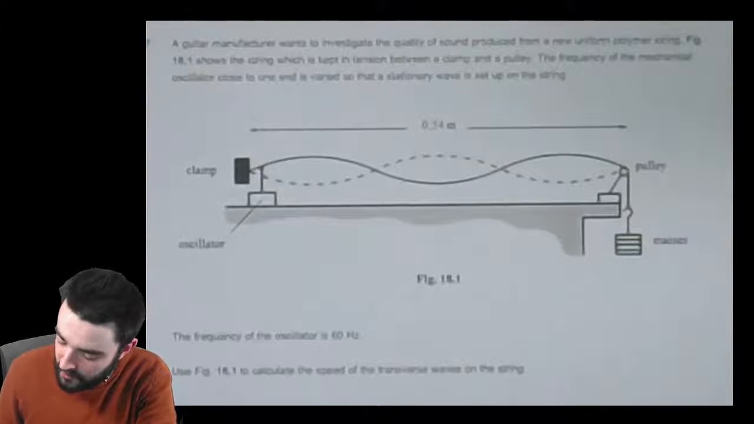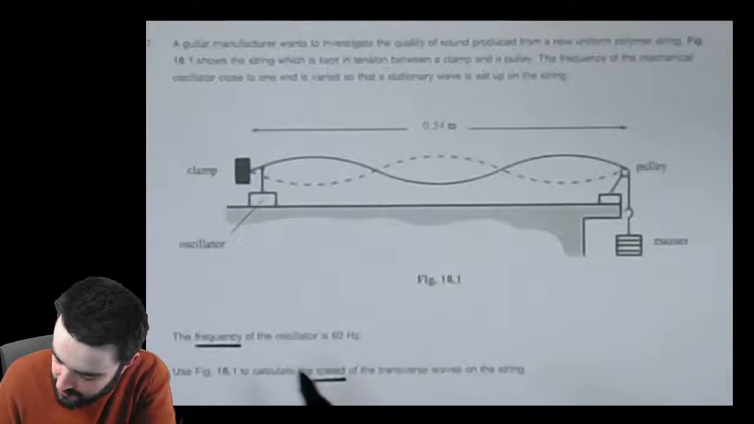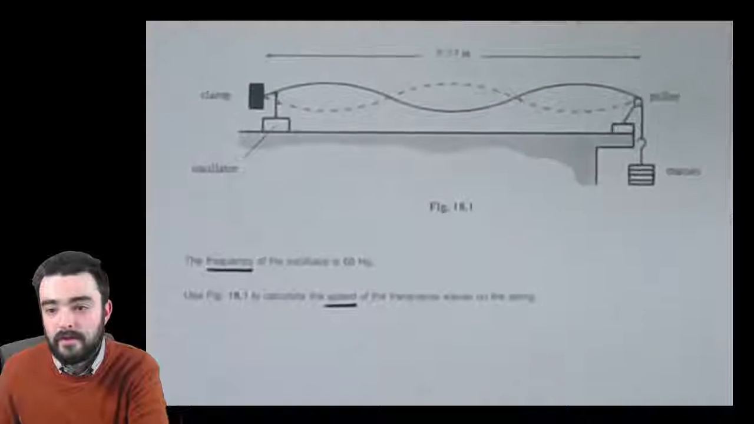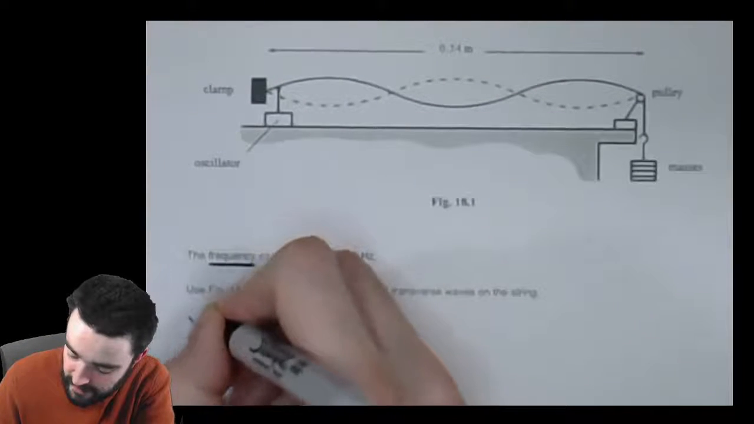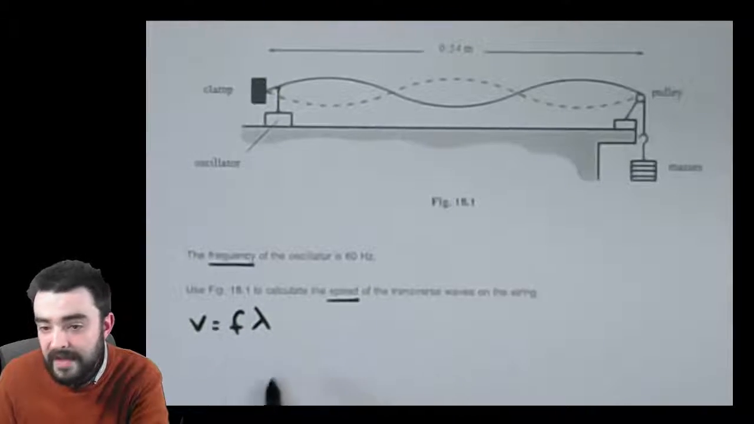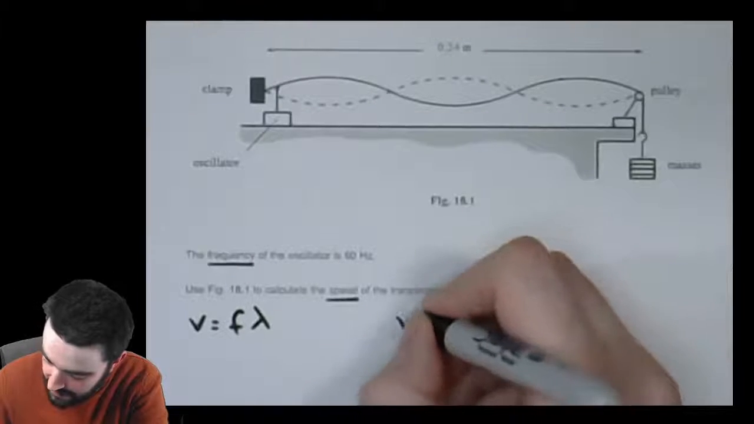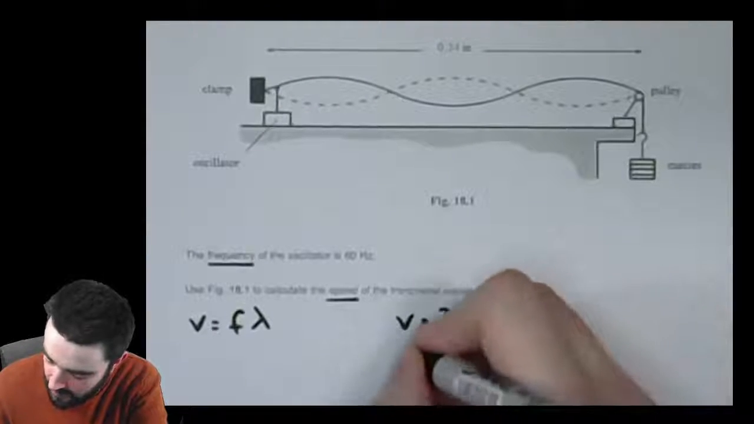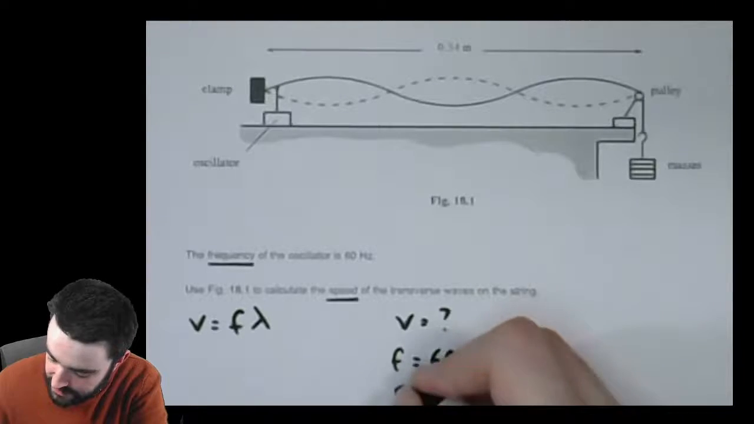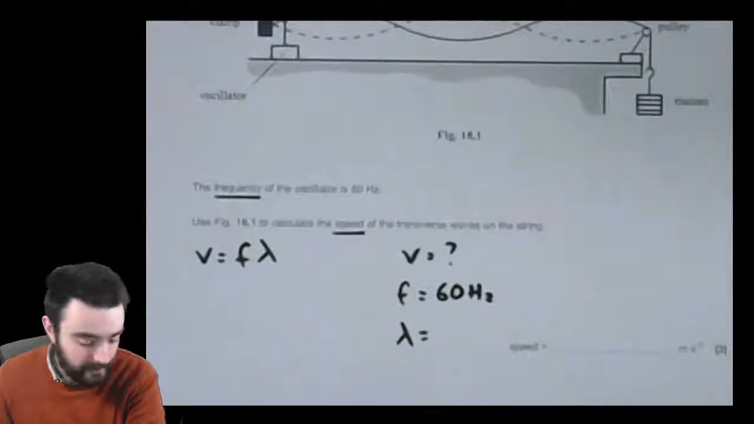So what are we looking for? We're looking for the speed. We've been given a frequency, so we need to have an equation that's going to connect those two values. So V is equal to F lambda. So we basically know what we're looking for. We know that V is what we're looking for, the frequency is going to be 60 Hertz, and we need to find lambda, and we can find that from the diagram.